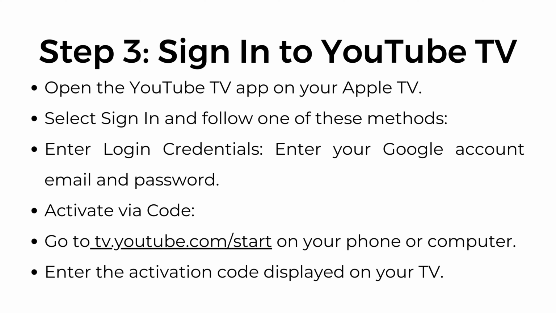Activate via code. Go to tv.youtube.com/start on your phone or computer. Enter the activation code displayed on your TV.